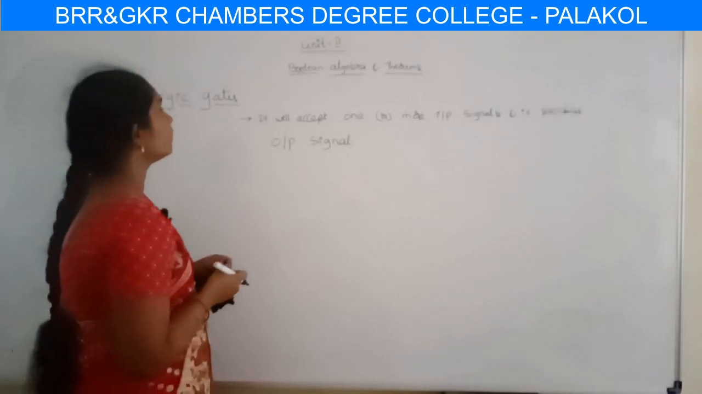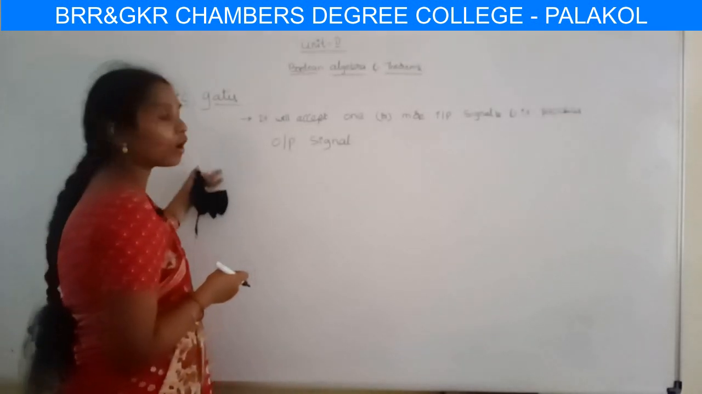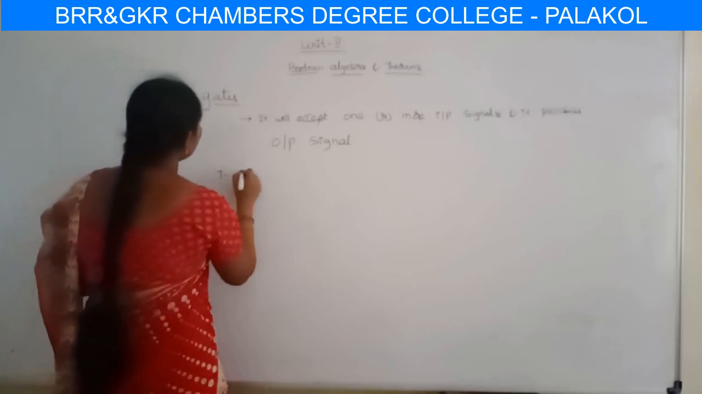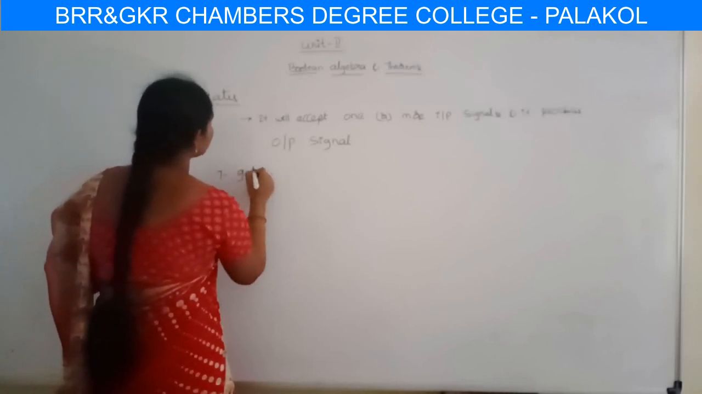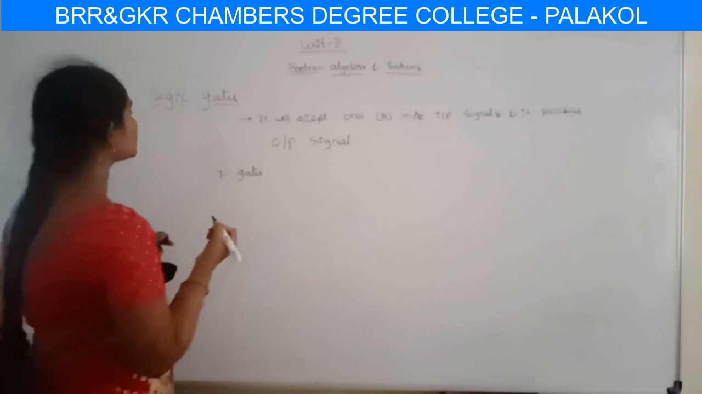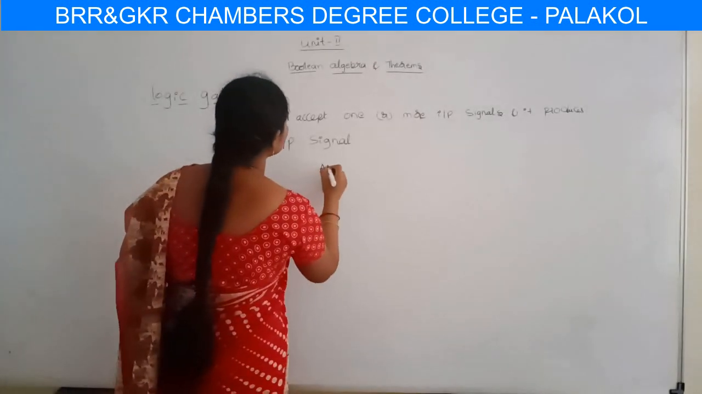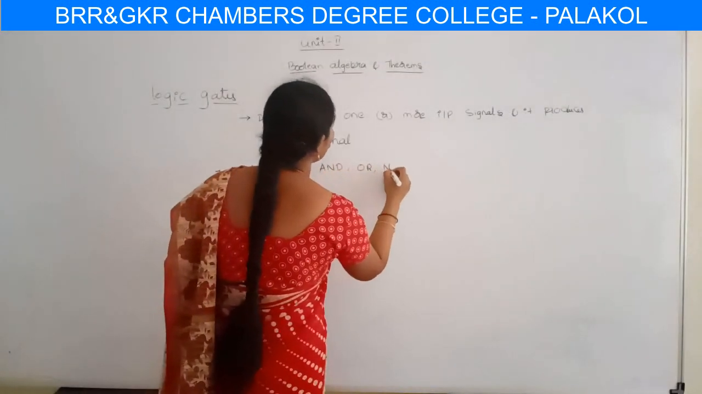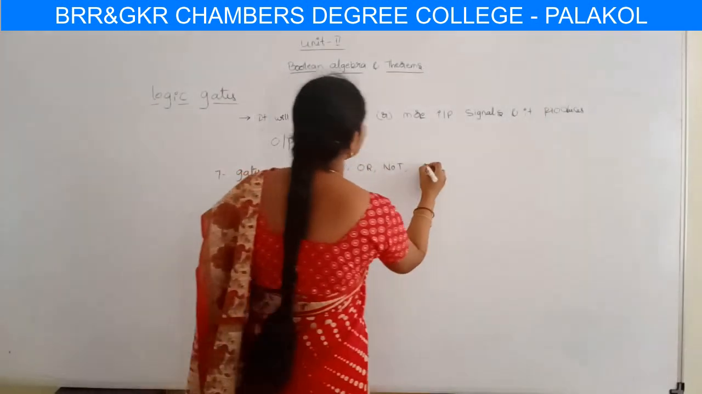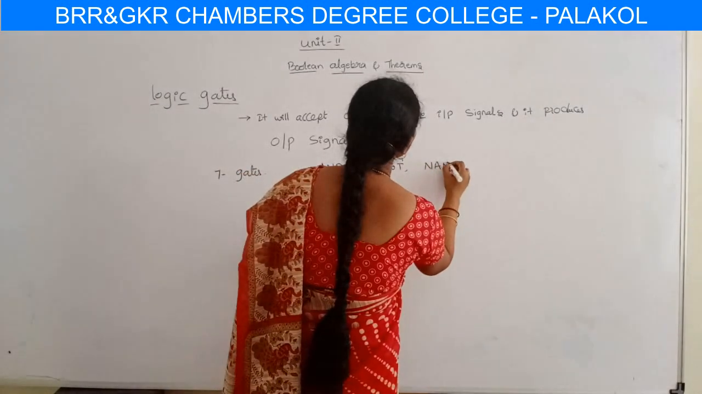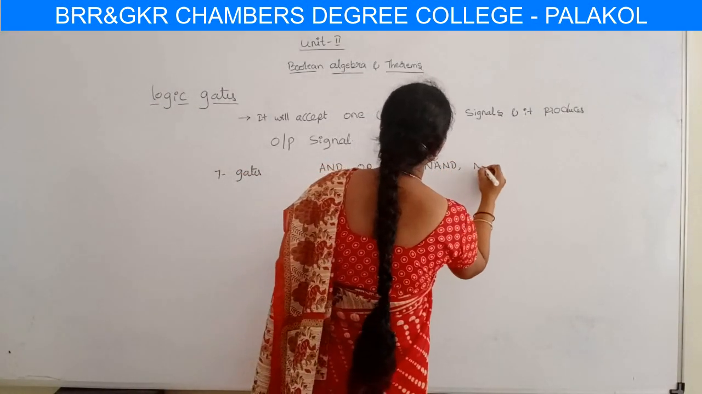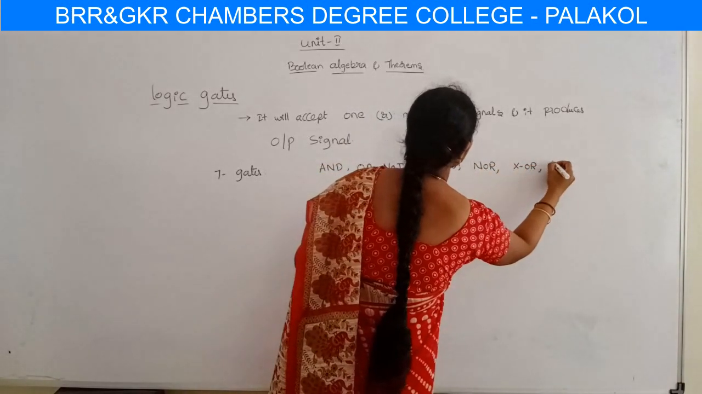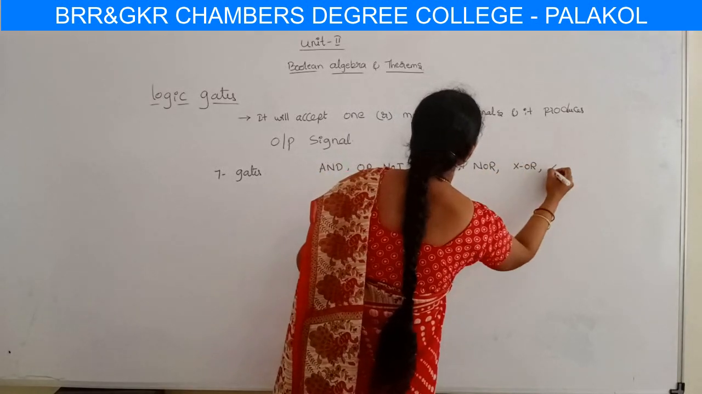In logic gates there are 7 gates. Those gates are the AND gate, OR gate, NOT gate, NAND gate, NOR gate, XOR gate, and the XNOR gate.